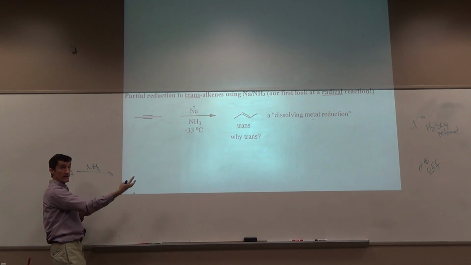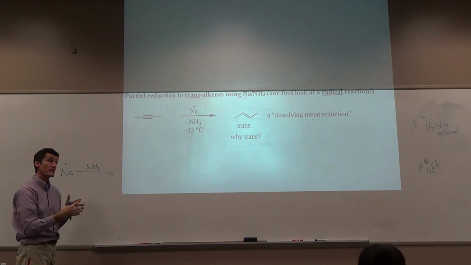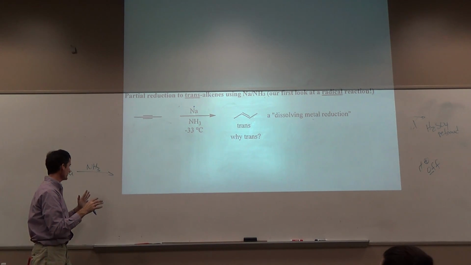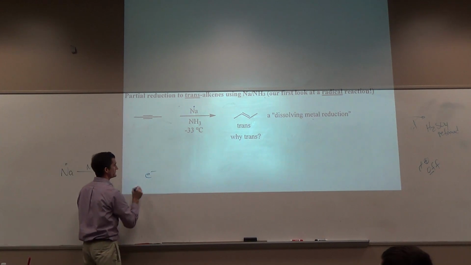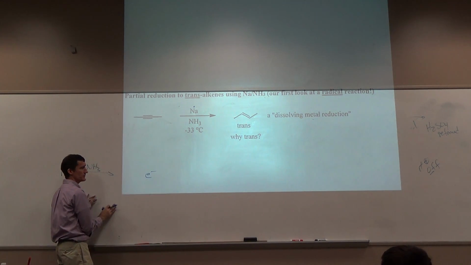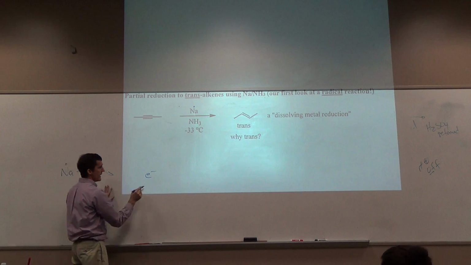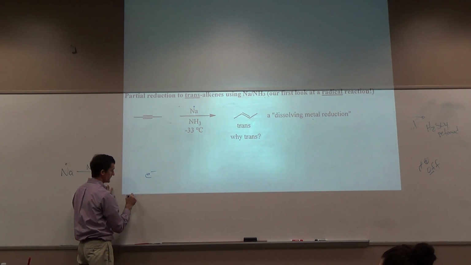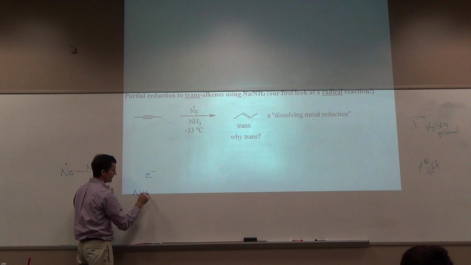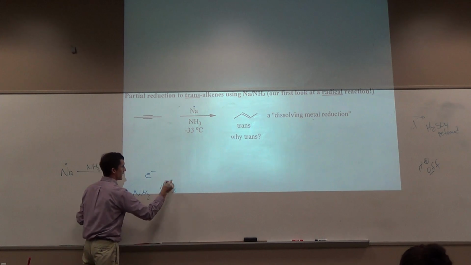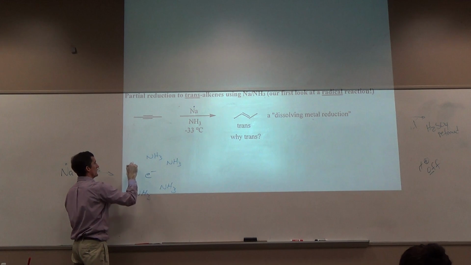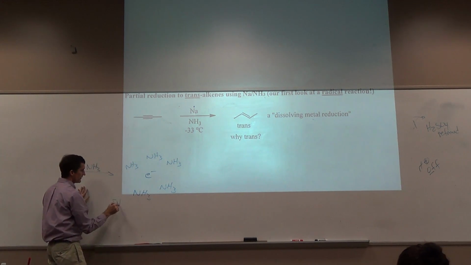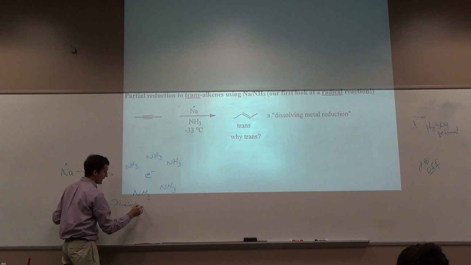Sodium will give up an electron to the ammonia solvent, but it's known to be sort of like free electrons. I'm just showing an electron here. And the ammonia sort of just solvates it. Okay, solvated electrons.